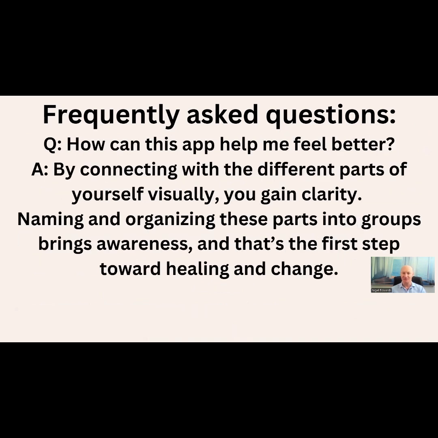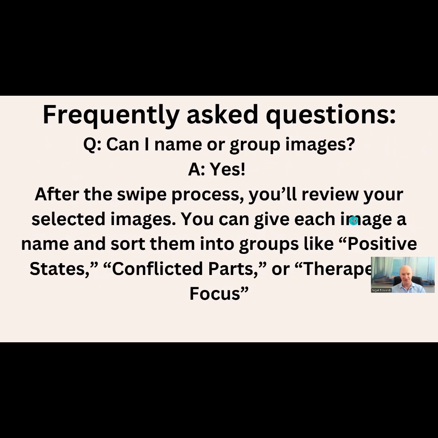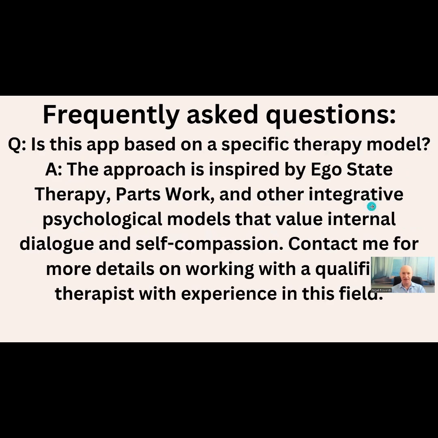How can this app make me feel better? By connecting with the different parts of yourself visually, you can gain clarity, naming them and organizing them into parts and groups, and you can create your own groups in here as well. That's the first step towards healing and change. You can create your own group names in here. There is no limit on how many groups you can have for specific therapeutic focuses. When you get to the end of the swipe image part, you can assign those groups.